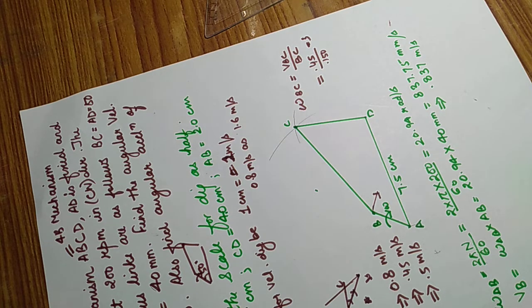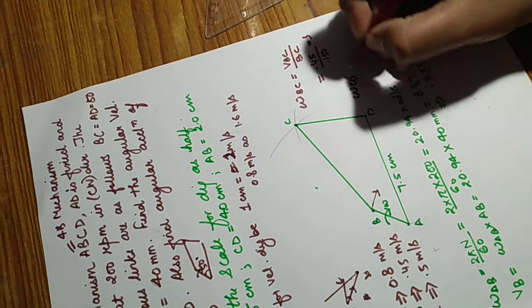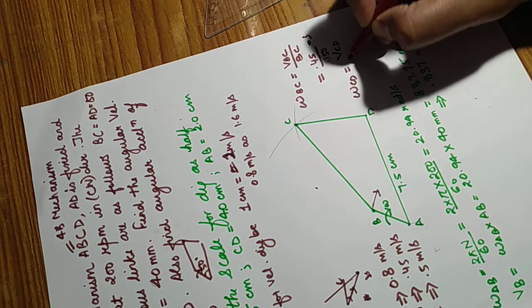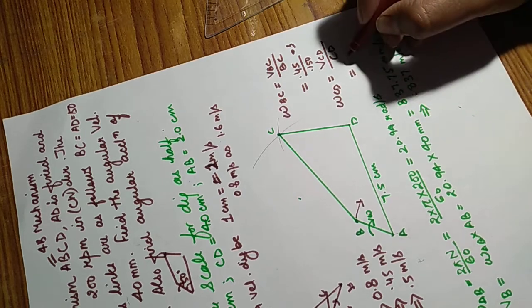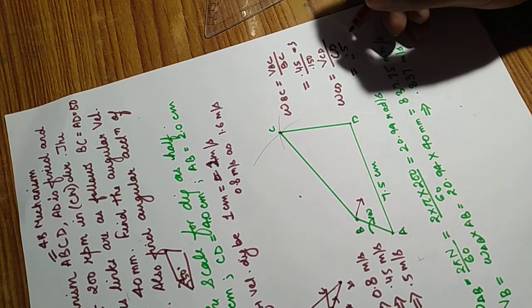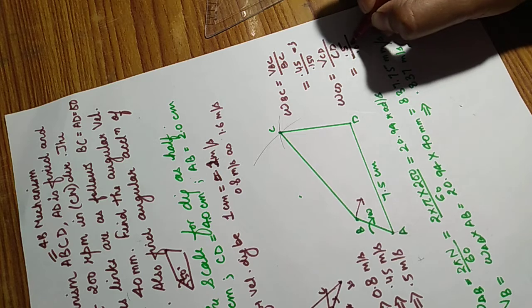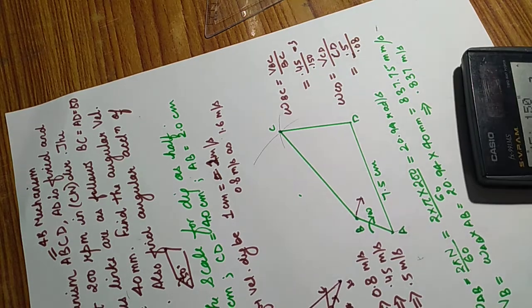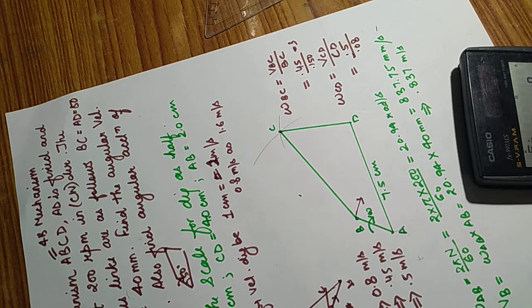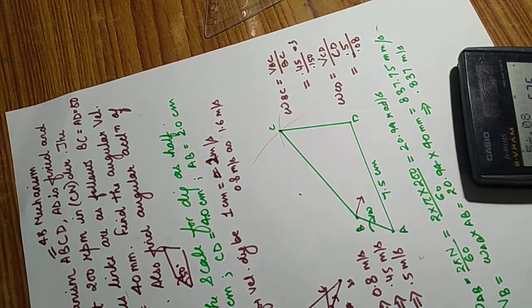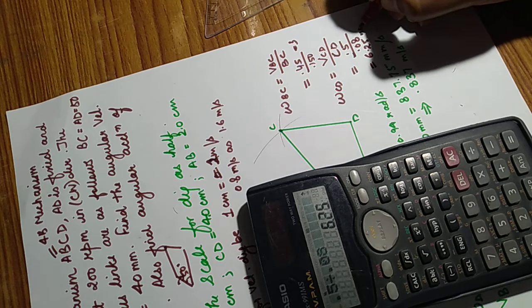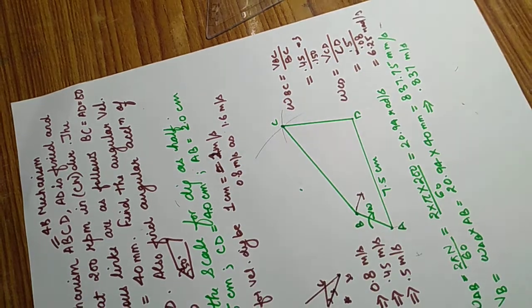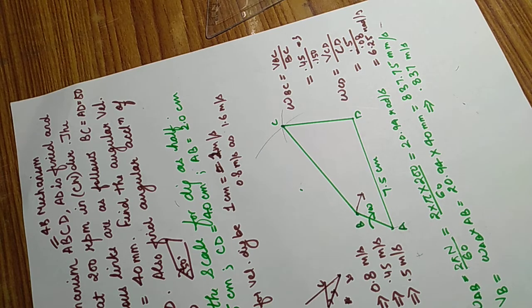In case of CD, omega CD can be evaluated as VCD upon length CD. So we have VCD as 0.5 and the CD length is given as 80 mm, 0.08. So this is 0.5 divided by 0.08, which gives you 6.25 radians per second, and it is also correct. So we have eventually got the answers.